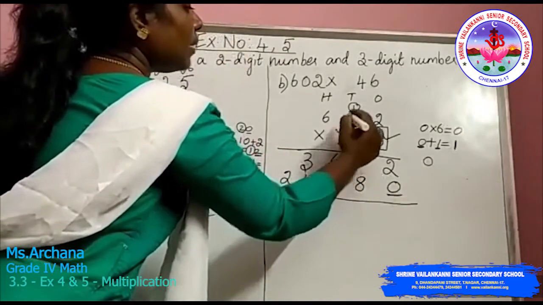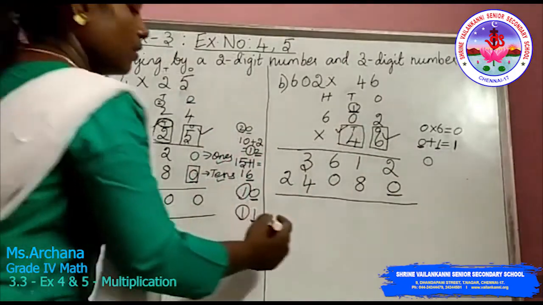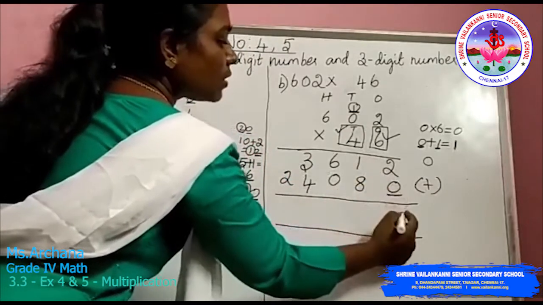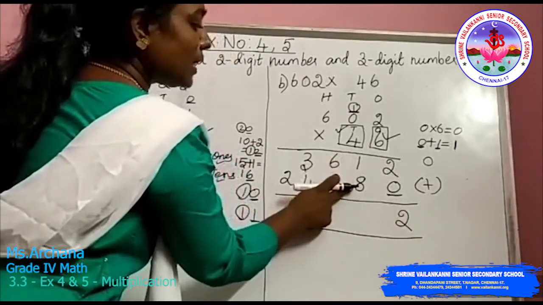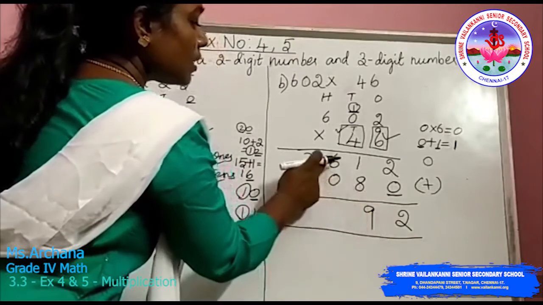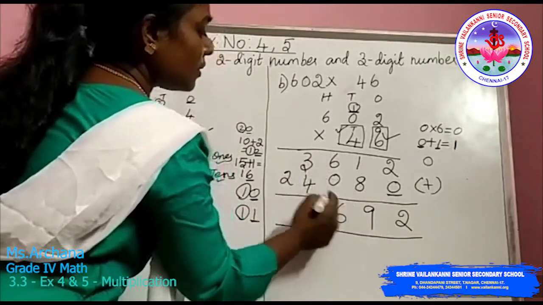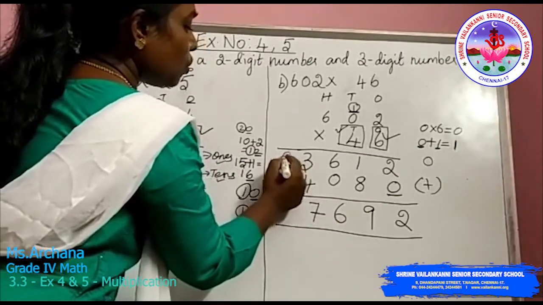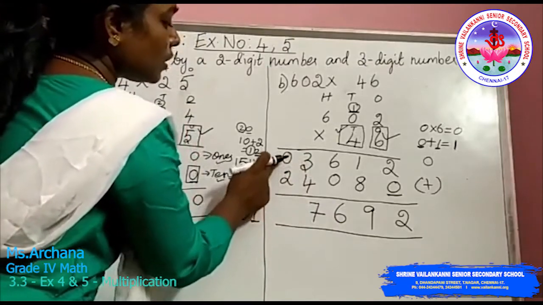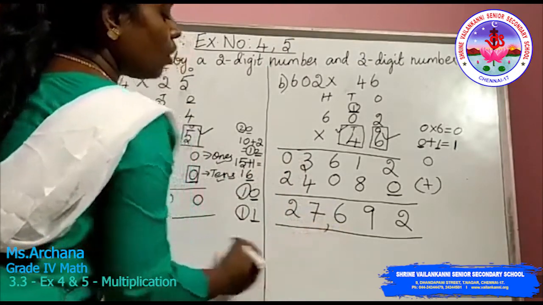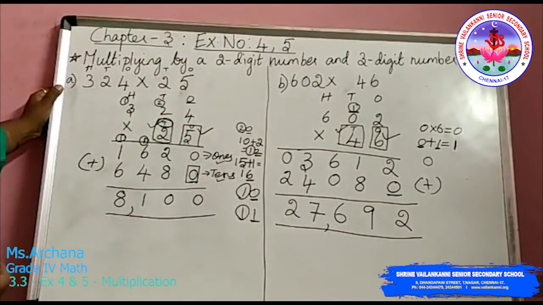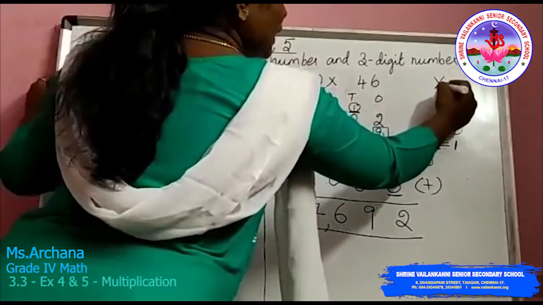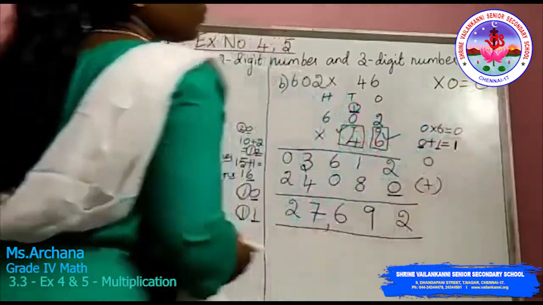So now we have done the multiplication of the tens place. Now add it. 2 plus 0 gives 2. 1 plus 8 gives 9. 6 plus 0 gives 6. 3 plus 4 gives 7. And 2, and here there is no value, so 0. Okay. So 2 plus 0 gives 2. So now you got the value 27,692. So always keep in mind that whenever you do multiplication with 0, you will get 0.